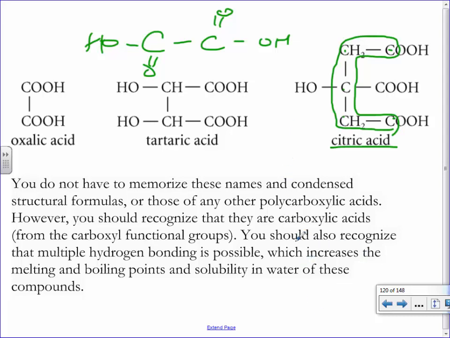So what I do need you guys to be able to do is this. I need you to recognize that multiple hydrogen bonds become possible. And because of that, it increases the boiling point and melting point. So I would expect citric acid to be maybe more of a liquid, which kind of makes sense, because isn't that what we would notice in fruit?